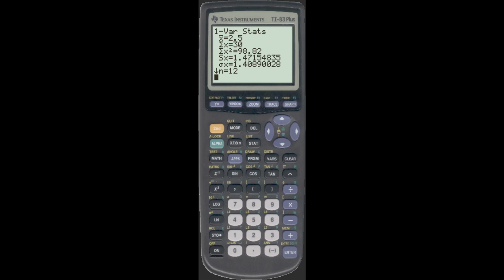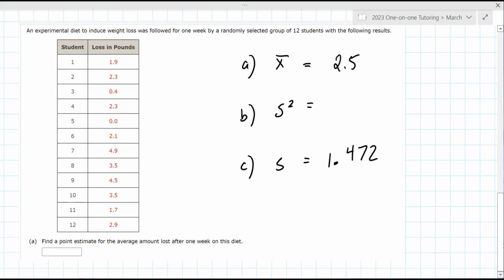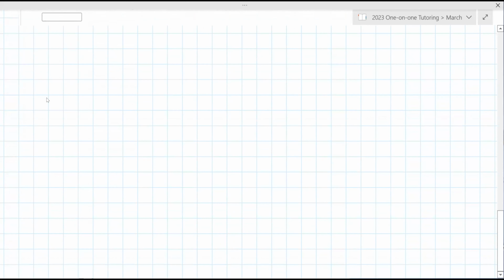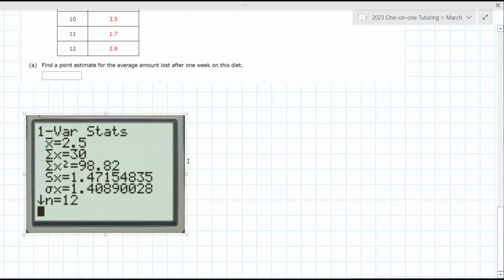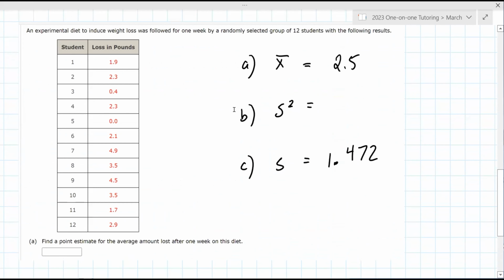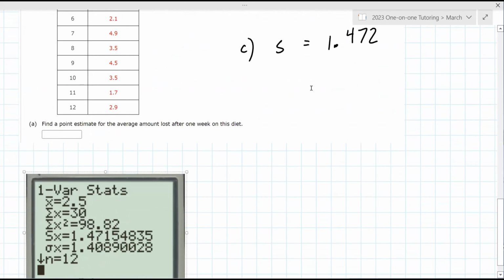I'm writing these down. I'm going to go back to the screen with that. Let me snip this in as well. All right, new share. Okay. So if you look at the problem, part A is asking for the mean, X bar, that's the 2.5. Part C is asking for the standard deviation. And I know that there's some other questions it's asking. We'll talk about that in a moment.